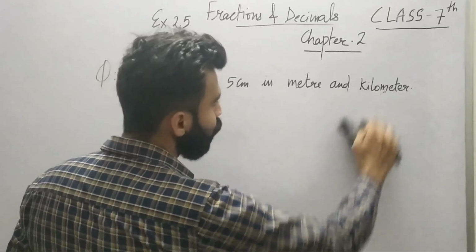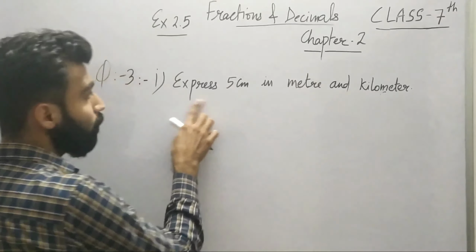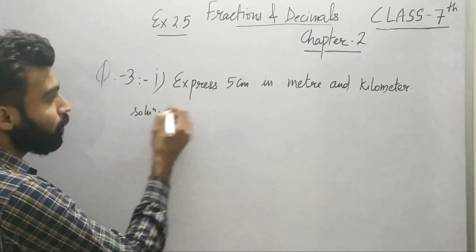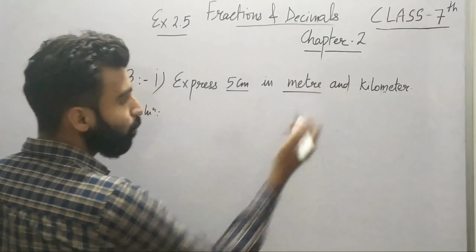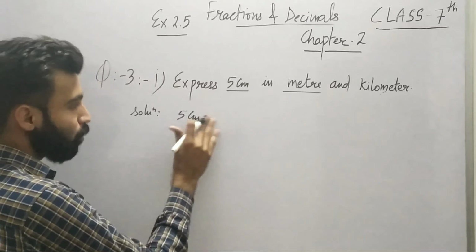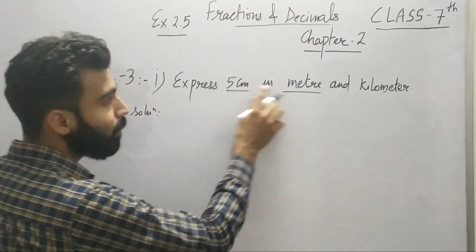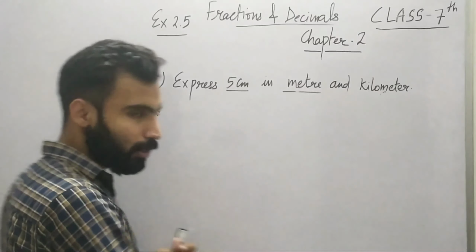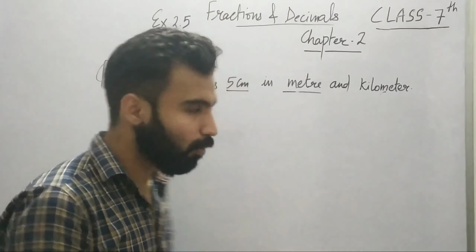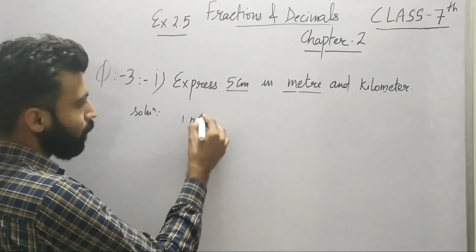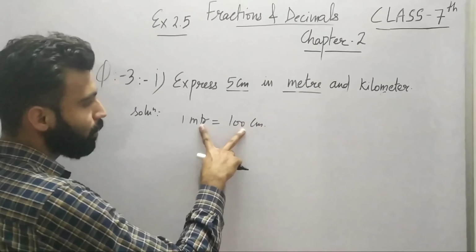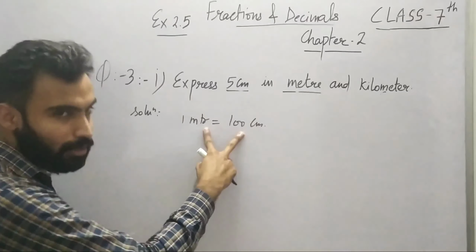So I'm going to show you how to convert 5 centimeter. Let me just solve it. First I'm converting 5 centimeter into meter. So first step is 5 centimeter. Let me first write the relation of centimeter and meter. You remember the 6 relations I have written. Out of that, the relation between meter and centimeter was that 1 meter is equal to 100 centimeter.